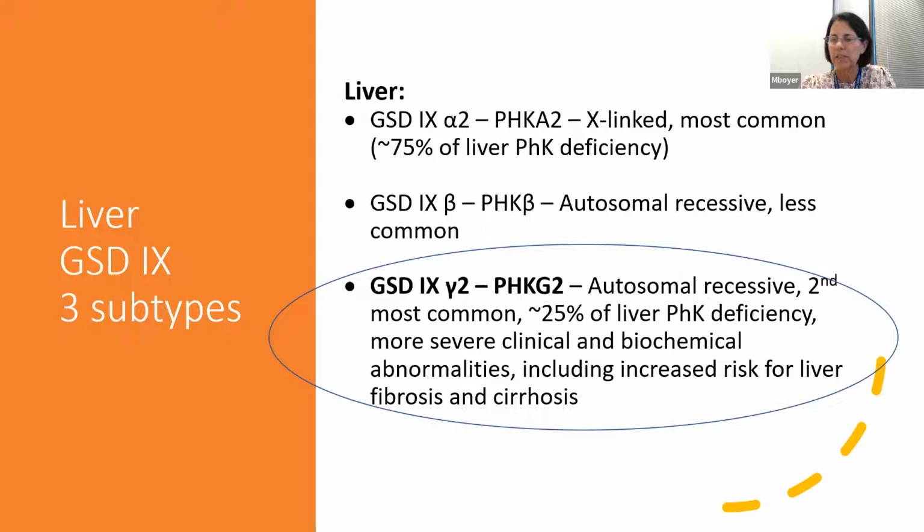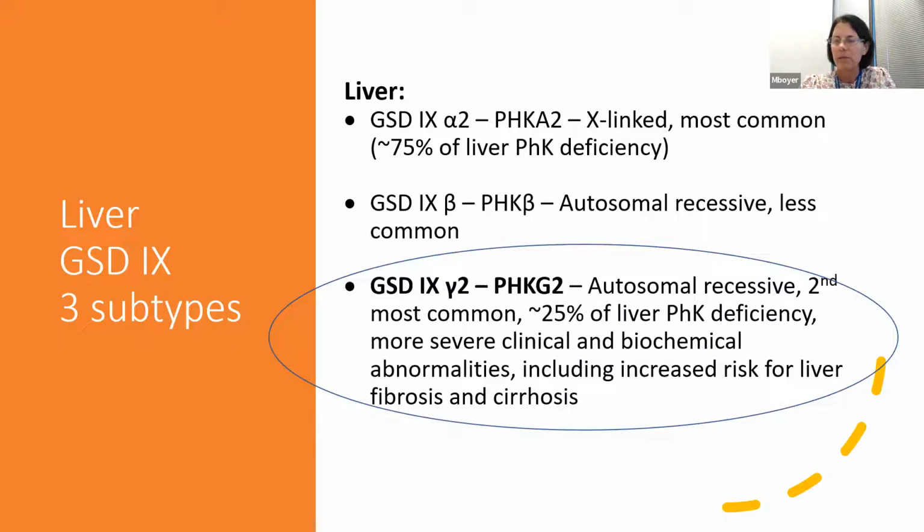Liver PHK deficiency can be divided into 3 subtypes based on the gene in which the pathogenic variant occurs. The alpha subunit is encoded by the PHKA2 gene in the liver. Inheritance is X-linked, and this subtype is the most common of the GSD IX subtypes, encompassing approximately 75% of liver PHK deficiency. The beta subunit is encoded by the PHKB gene. Inheritance is autosomal recessive, and this subtype is less common.